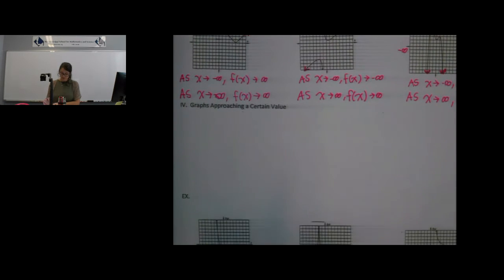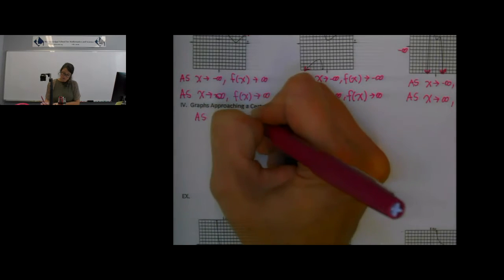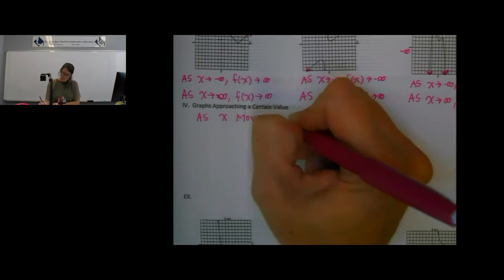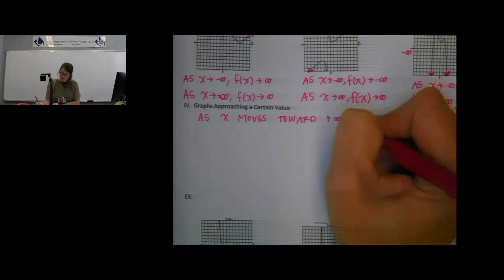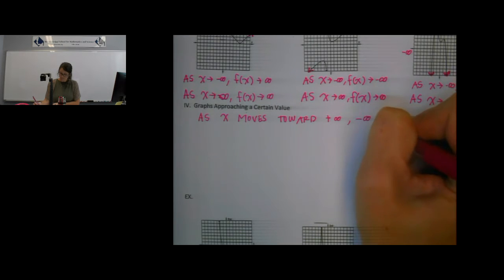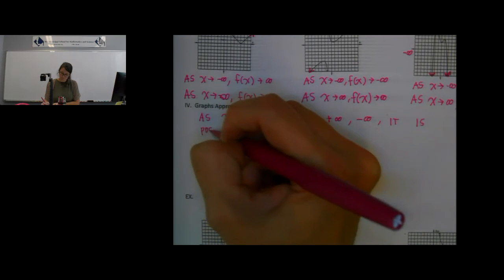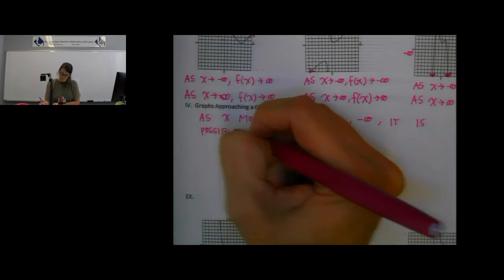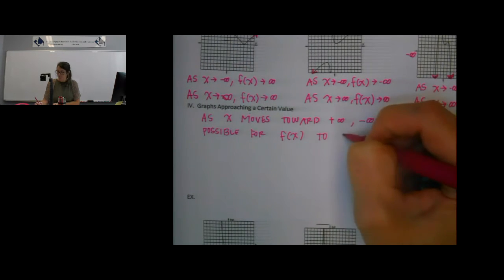Okay. All right, graphs approaching certain values. So some graphs are going to be approaching, so as x moves toward positive infinity and negative infinity, it is possible for f of x to be approaching a certain value.